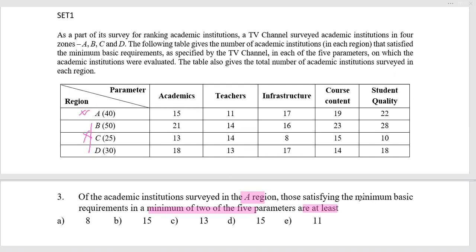Those satisfying the minimum basic requirement in a minimum of 2 of the 5. That means 2 basic requirements. If it is satisfied, it should be good enough. It can satisfy 3, so basically criteria satisfying 2, 3, 4, 5. Any such can be done, not 1. Because a minimum of 2 of the 5 parameters has to be satisfied. Need to be at least how many?